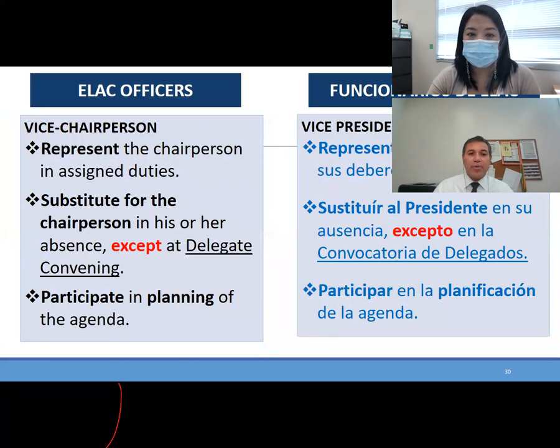We have other officers. We have the vice chairperson or the vice president. They help the president, and if the president is unavailable, then they take over running the meeting. They substitute for the chairperson in his absence, except they cannot go to a delegate meeting.